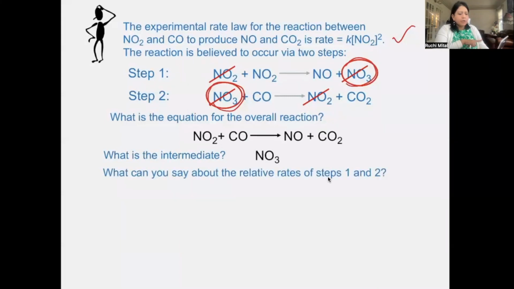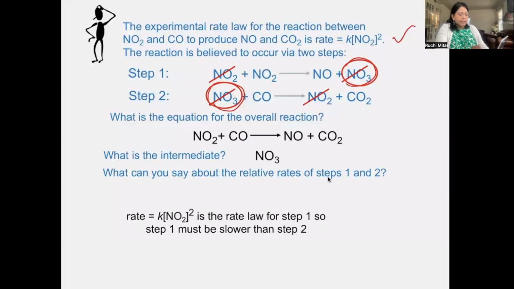What can we say about the relative rates of step 1 and 2? So if this is telling you the rate law for step 1 is k[NO2]², step 1 must be the slower step than step 2. Because they already gave you this equation and told you that is your rate law, you can predict that step 1 is your slower step. And you can also say that step 1 would have a much higher activation energy. So take a minute, pause, and try to understand everything on this slide that I just went over.